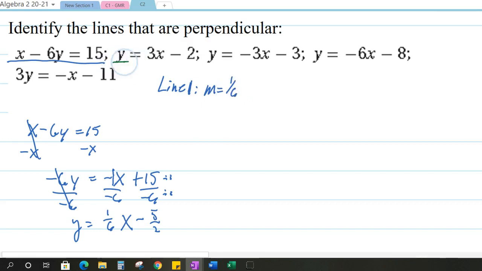Now let's take a look at line 2. Line 2 is already in slope-intercept form, which is nice. We have a slope of positive 3, or just 3 over 1. Remember, all slopes are fractions.